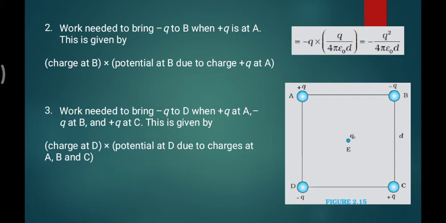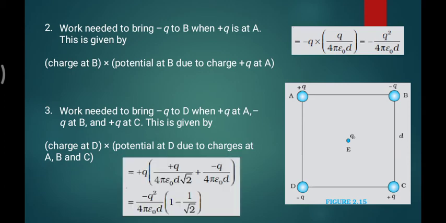Third, from now onwards the two charges are already present, this and this. C we will bring, D is yet to come. Work needed to bring the minus Q charge... sorry, here I made one mistake, but I can still explain it. Erase and write what I said: work needed to bring a positive charge to point C when plus Q on A and minus Q on B are present. Only two are present and the third we will bring. Just this much you have to erase.